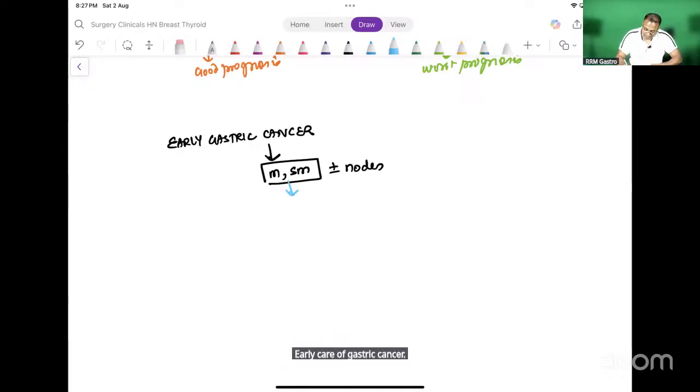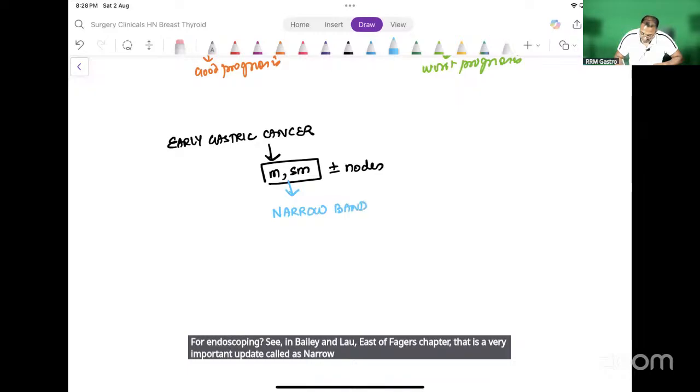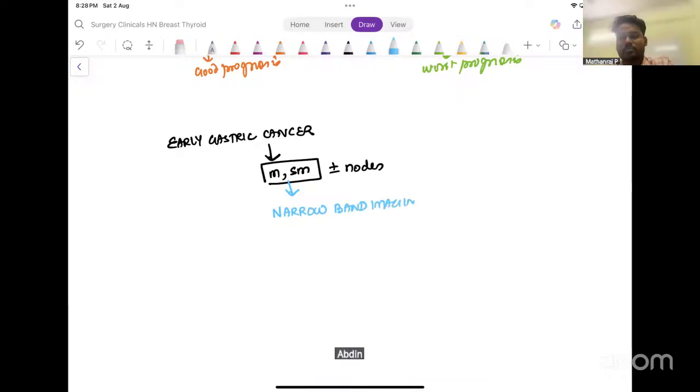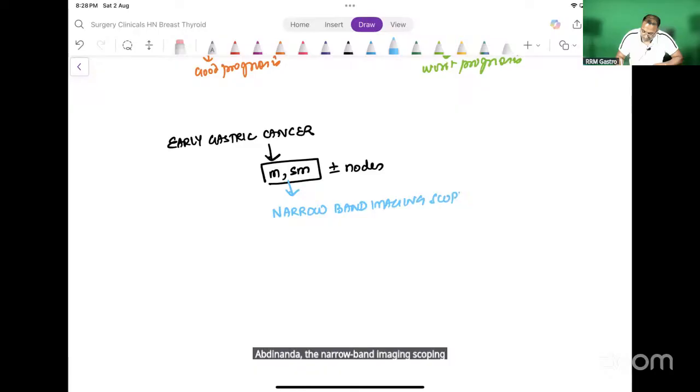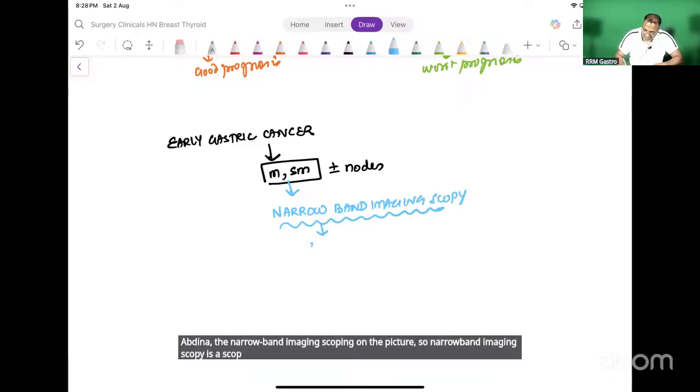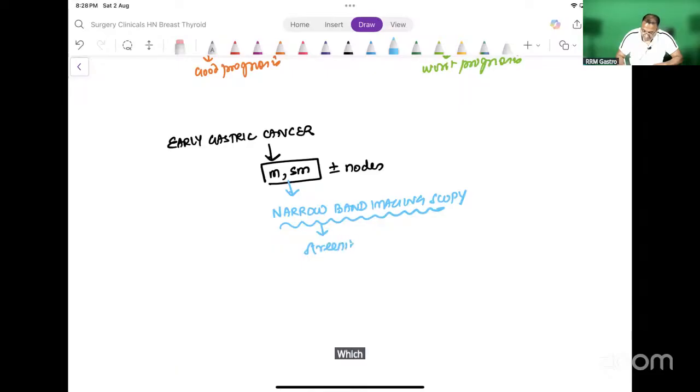It is detected by what type of endoscopy? Narrow band endoscopy. What endoscopy? See, in Bailey and Love, esophagus chapter, there is a very important update called narrow band imaging. அப்படின்னா என்னது? Narrow band imaging scopy ன்னு ஒன்று picture லாம் இருக்கும் பாருங்க Bailey யில். So narrow band imaging is a scopy used for screening in which country? Japan. Korea and Japan. நம்ம ஊர்ல இந்த scope எல்லாம் கிடையாது.